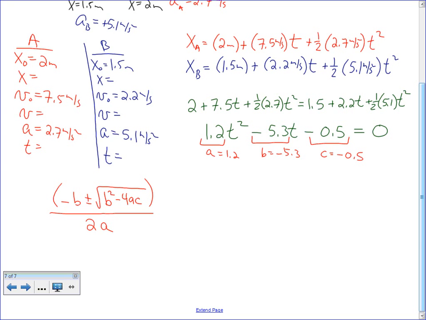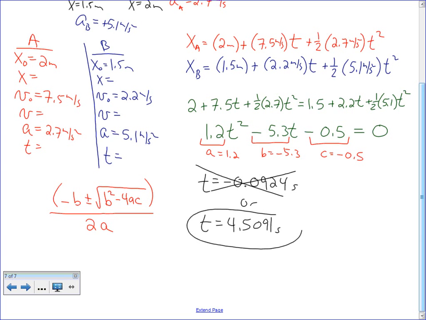I'm interested in the answer because at this point we're done with the physics. At that point it's a math problem. But when you do this, you're going to get either t equals negative 0.0924, or you get that t equals 4.5091 seconds. And so we have to figure out which of those we want. The negative 0.0924 seconds happens before the objects even started. It happens almost 1/10 of a second before they started. So the one that we're interested in is 4.509 seconds.